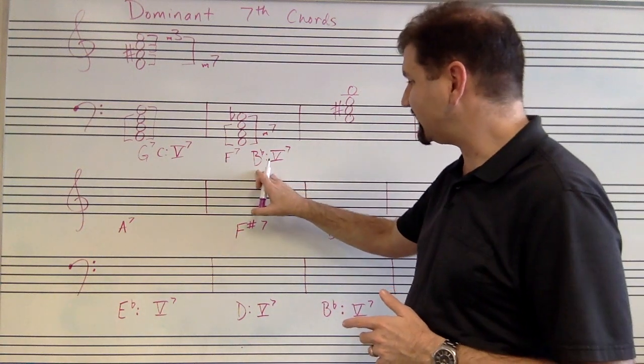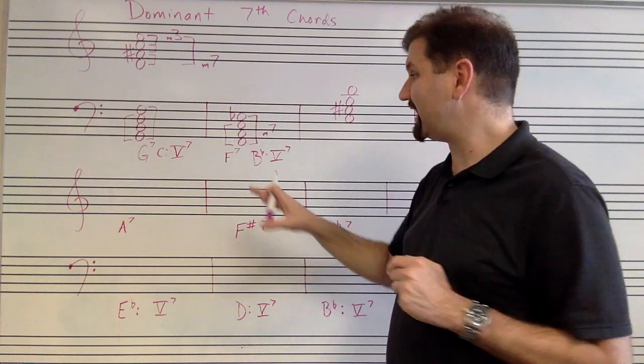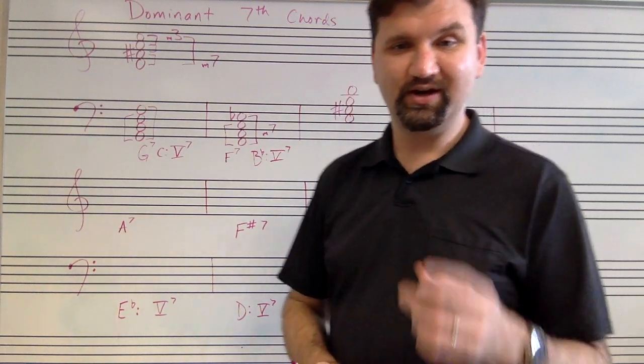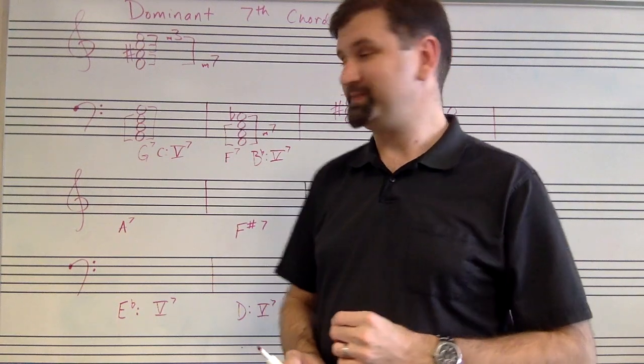The key of B flat has F as the dominant, F-A-C as the dominant triad, F-A-C, E flat as the dominant seventh. Once more, I'm checking that by looking at what the key signature of B flat tells me.